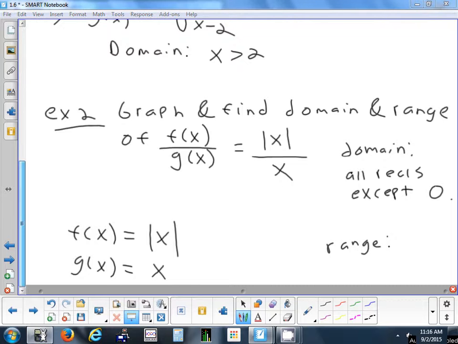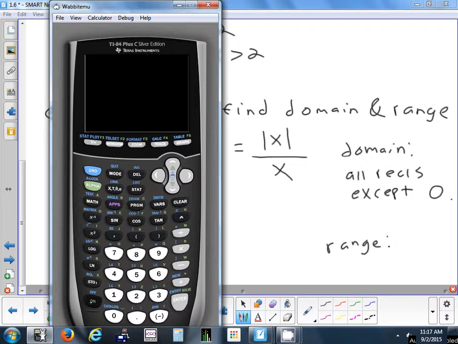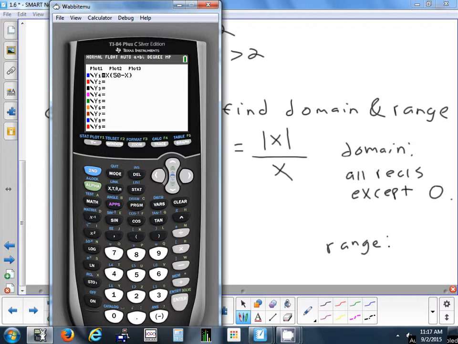Okay, so let's look at the range. The range is very limited here. It's basically 2 values. And that's it. So type in math, number, absolute value of x, use your arrow to get over there, divide by x. Just do zoom 6. Okay, so what you're looking at, anytime you plug in a negative value, the answer is always negative 1. Plug in a positive value, it's always positive 1.